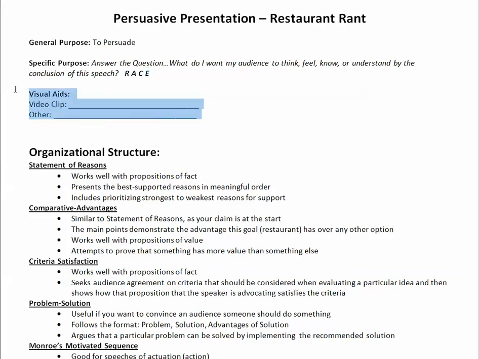Visual aids, you're required to have two for this speech. One is a video clip or a handout. So you need to determine which one you're going to use for your first visual aid, and then whatever secondary visual aid you'll also have. You might choose to use a video clip for number one and a handout for number two, which is perfectly fine. You might choose to bring an object for your second one, or use PowerPoint, or show a picture, something of that nature.